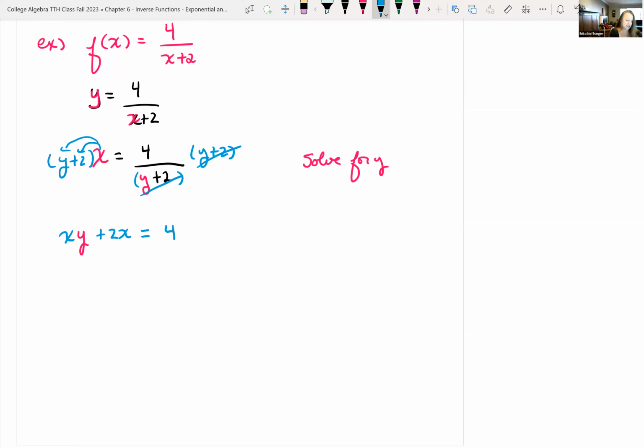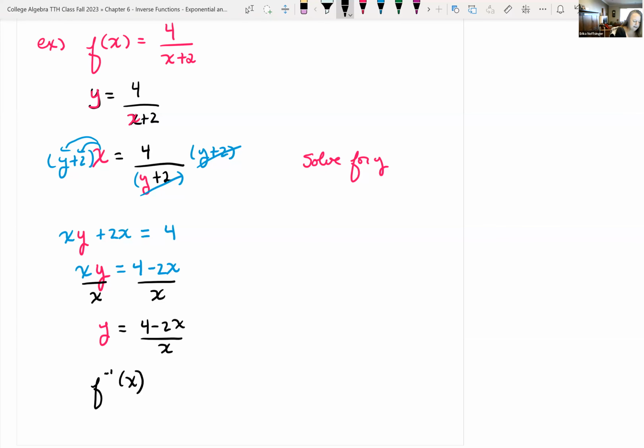So we're just trying to get that term with y by itself first. And so we could subtract 2x on both sides of our equation. So we get x times y is equal to 4 minus 2x. And now let's get y by itself, and we can do so by dividing both sides by x. And we get y is equal to (4 minus 2x) divided by x. And so now we can rewrite y as f inverse of x is (4 minus 2x) all over x.